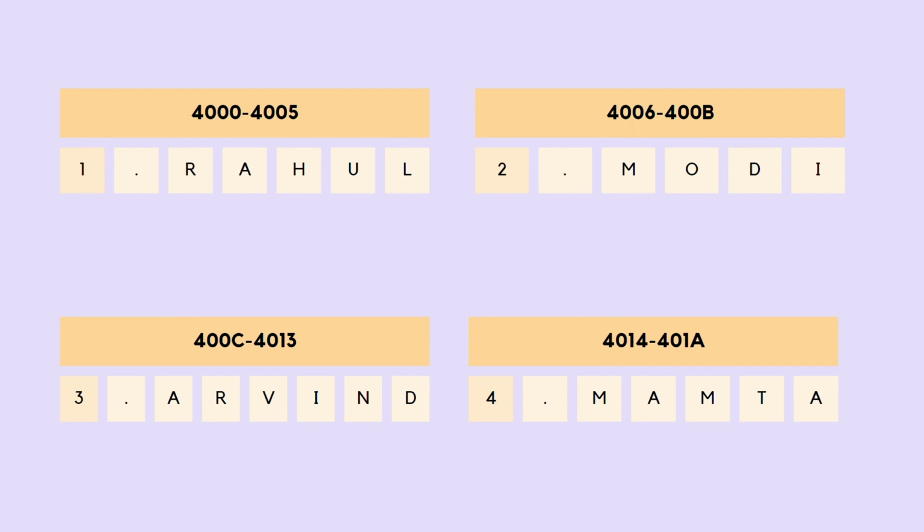In this way, they are printed on the screen. Number 1 is for Rahul, number 2 is for Modi and similarly for the others. If the input given by the user is 1, then the vote goes to Rahul. If it is 3, then the vote goes to Arvind.